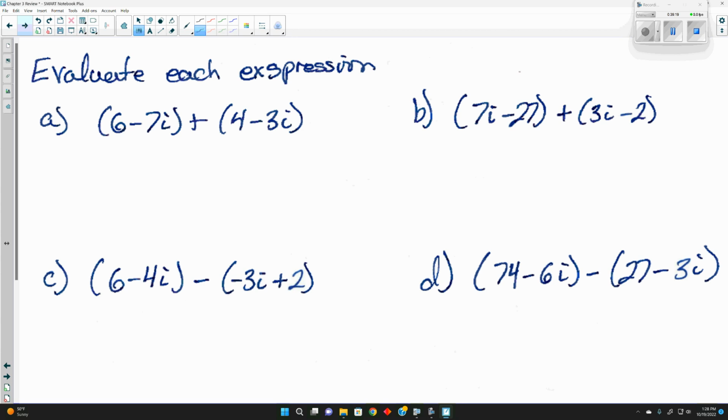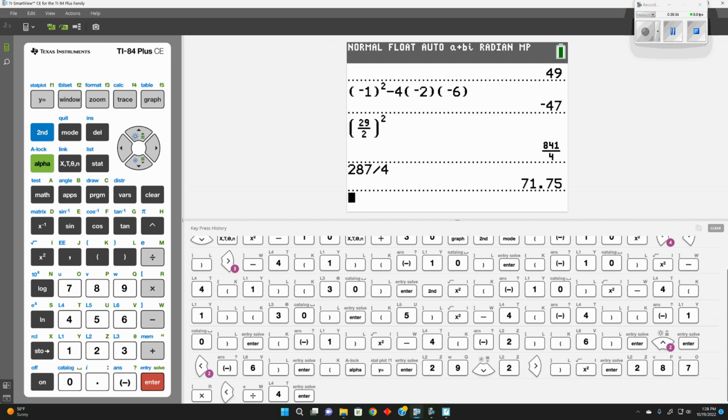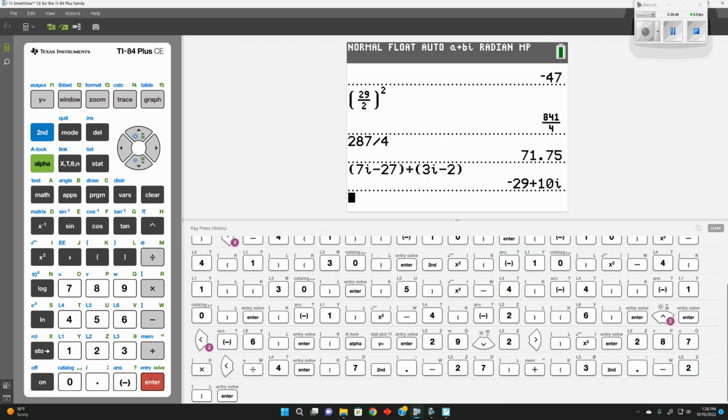So A, B, C, D, we want to evaluate these here, yes? We could go through, and we've done these already, where we combine like terms, add or subtract, and so forth. Yes, don't change a thing. So if we looked at, say, B, 7i minus 27 plus 3i minus 2 is negative 21i plus, or negative 29 plus 10i.